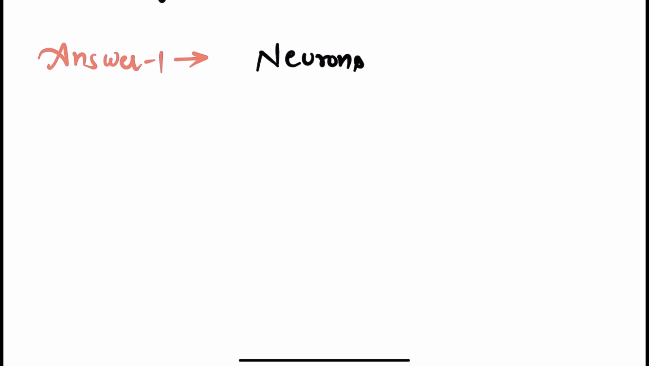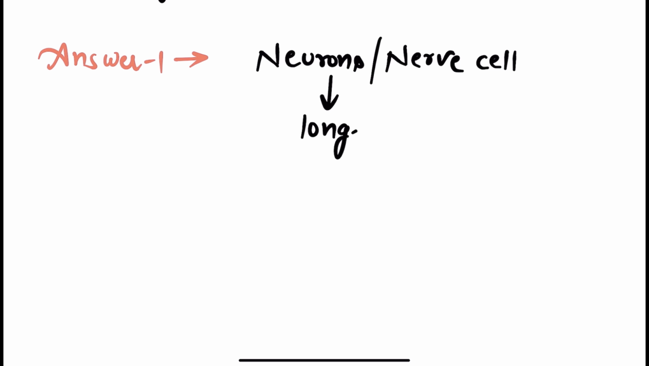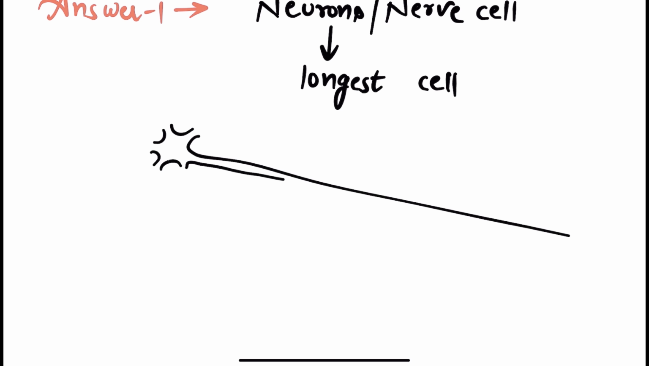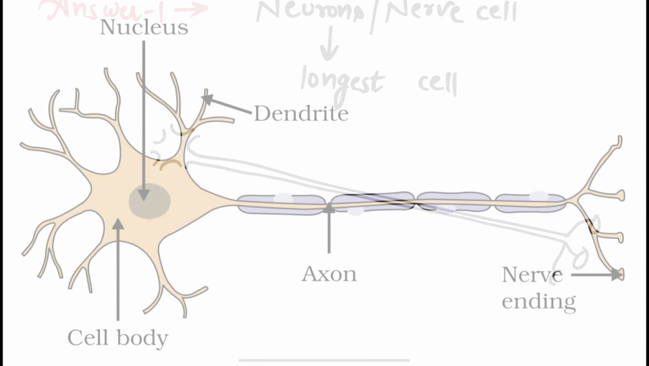So you already know that I'm discussing the first question, and you already know about neurons or nerve cell. ये हमारी बॉडी का सबसे लॉन्गेस्ट सेल है, longest cell of our body, and a neuron has the following parts, right? So you must know how to draw a neuron.